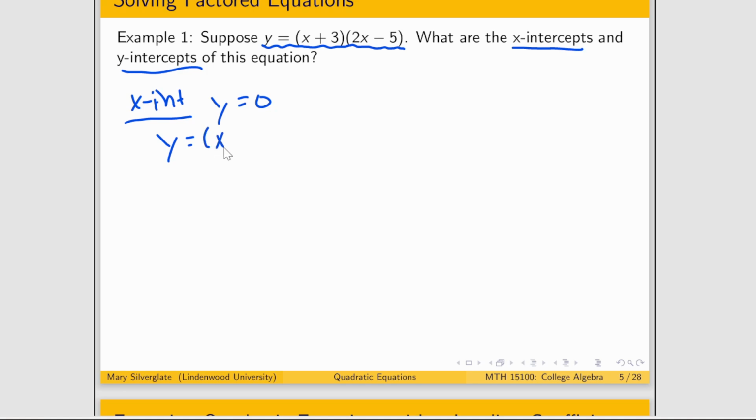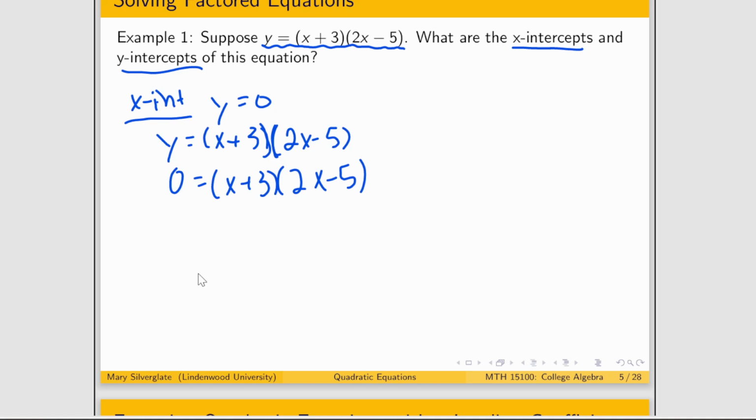So if the equation is y is equal to (x plus 3) times (2x minus 5), remember these parentheses are really being multiplied in between, that's what they're indicating. I replace y with 0 to get 0 is equal to (x plus 3) times (2x minus 5). And then the zero product property allows me to say that if 0 is equal to something times something else, then either x plus 3 is equal to 0 or 2x minus 5 is equal to 0. So we always break up factored form into these two mini equations. Then we just solve them using our linear equation techniques.